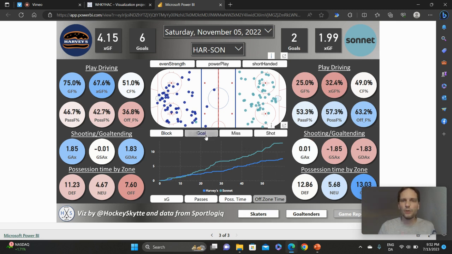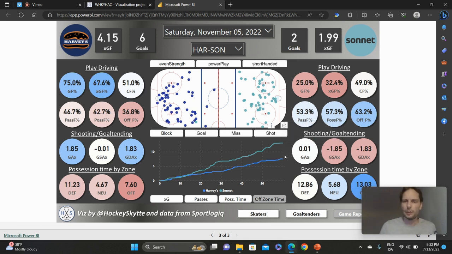If we want to see where the goals are being scored, we just click on goal, and it filters the shot plot. This filter only filters the shot plot, by the way. We have a lot of information on the left side, the away team, and on the right side, the home team. I don't want to go into details about these. You can look into it yourself, and there's a short explanation above.